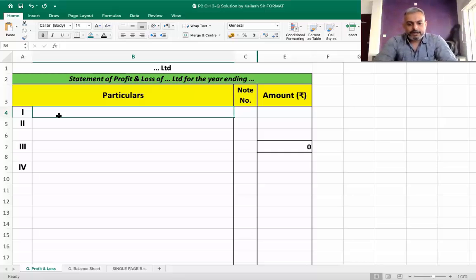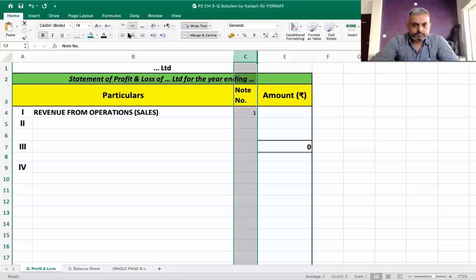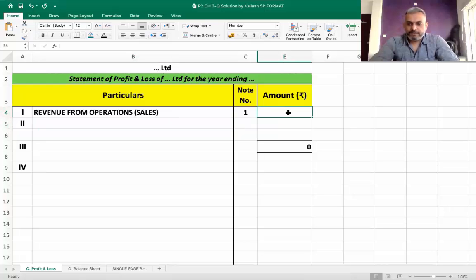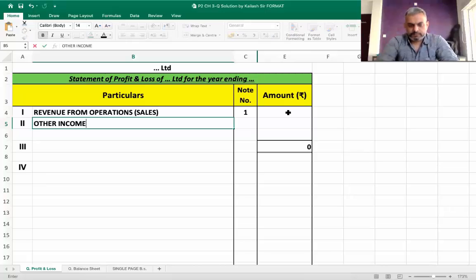So the first heading is very simple. Again, the best part is you don't have a trading account separately. So this is what only you have to make. So revenue from operations, in the bracket sales. So how much amount you are generating from sales. So we write note 1. So the first amount over here will be revenue from operations. Second will be very simple, other income.